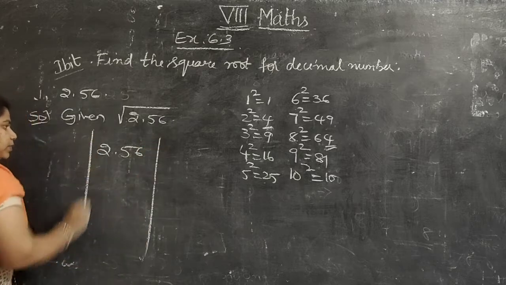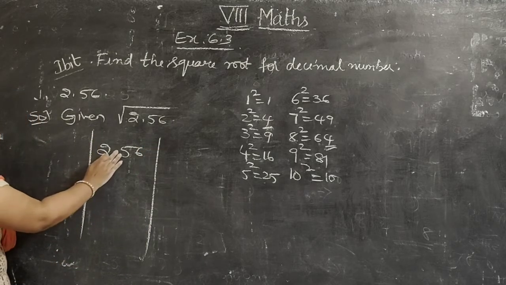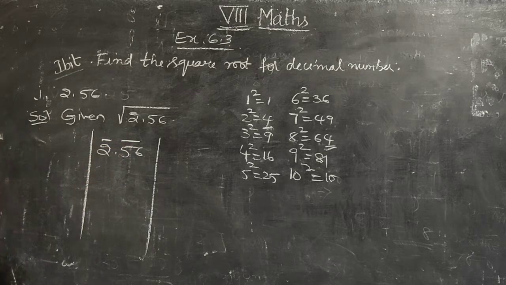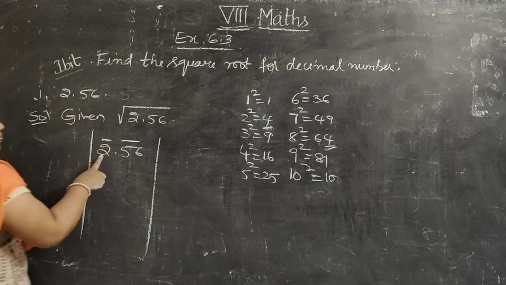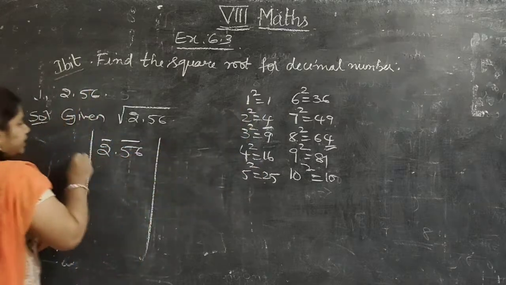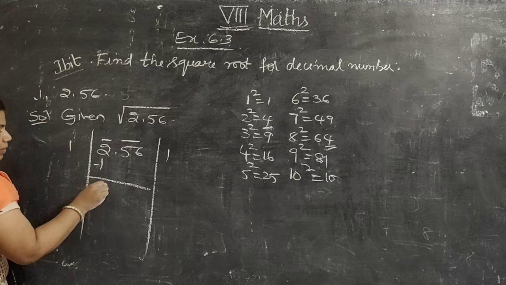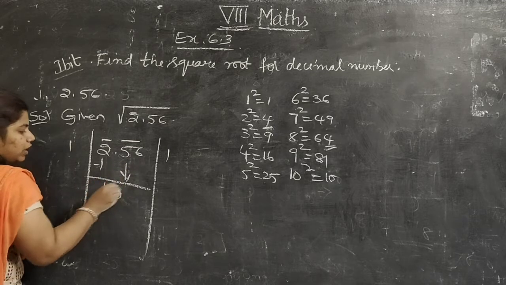So pair the numbers first. No need of taking the point. Don't consider this point right now. So first you pair the values. So 56 is one pair and 2 is another pair. So what is less than 2 here? 1. That is 1 1's are 1. Subtract this. 2 minus 1 will be 1. Bring this whole number down here.